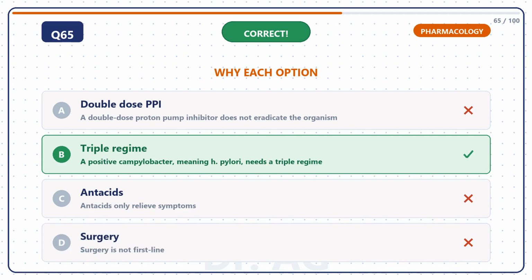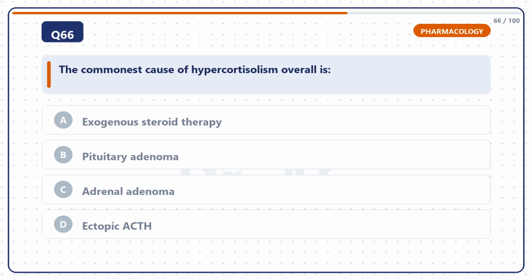A positive Campylobacter, meaning H. pylori, needs a triple regime. So, the right answer is option B. Triple regime.